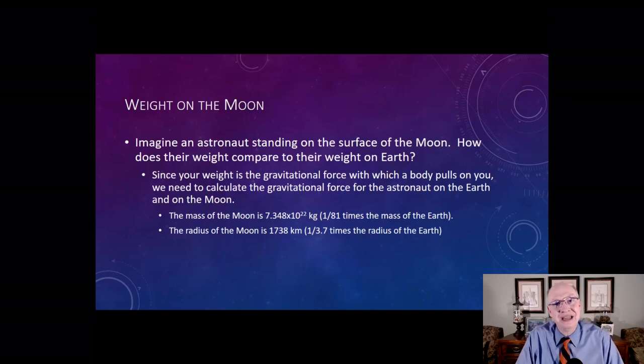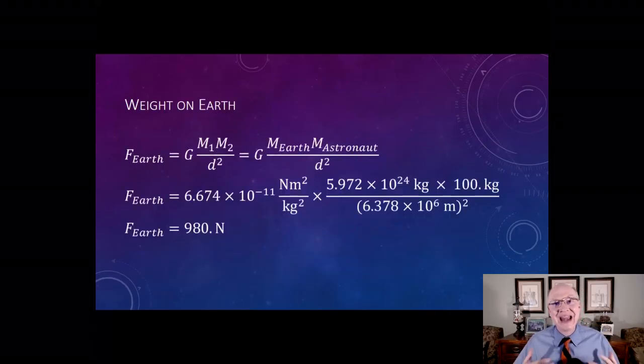And their weights will be different because the force of gravity is going to be different. The moon has a different mass than the Earth. The moon has a different size than the Earth. So the distances will be different and the masses will be different. So let's go ahead and do this for the Earth first. I said earlier, without demonstrating it, that an astronaut with a mass of 100 kilograms has a weight of 980 newtons. Let's calculate that now.